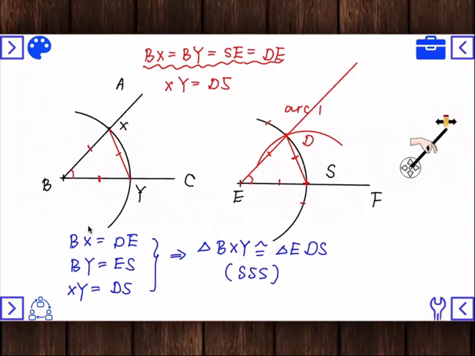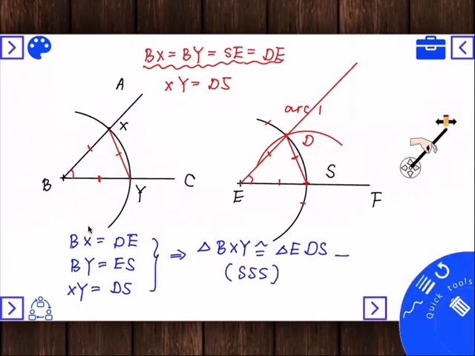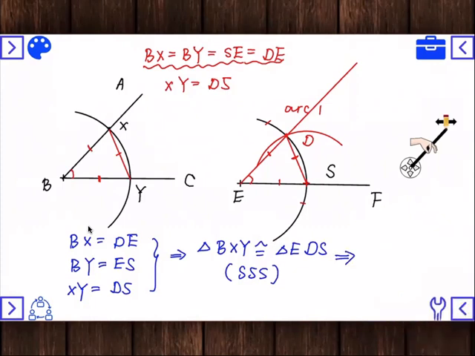Because these two triangles are congruent, we can prove that angle B is equal to angle E. You can draw a little square there to show that my proof is done. Okay, so this is how we copy a given angle and how we prove that the steps are correct. Okay, so this is the first question.